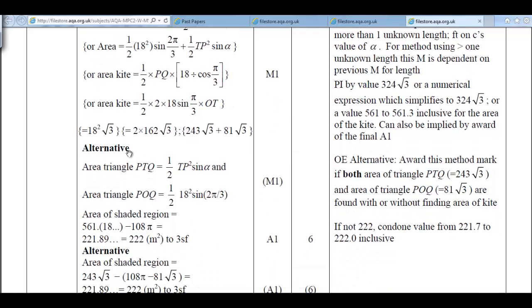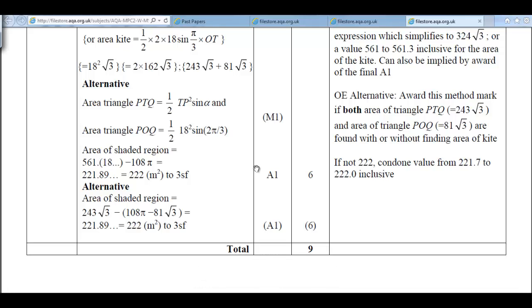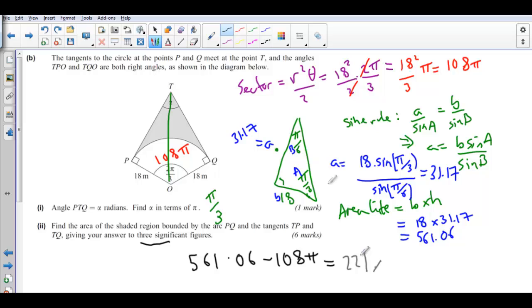Okay, we've still got more alternatives, but here we go for our final mark. This is our final 6 mark. 561, take away 108 pi, gives us 222 meters squared to three significant figures. So we should have checked that. A rounding error there. 222 meters squared to three significant figures.